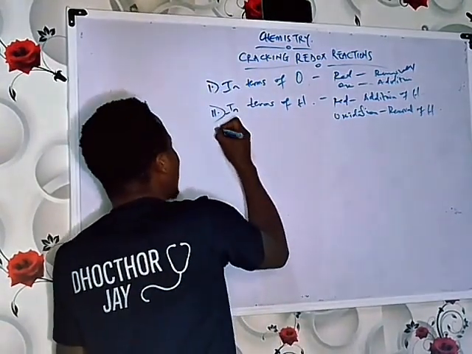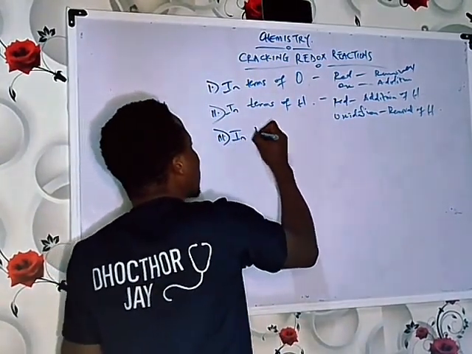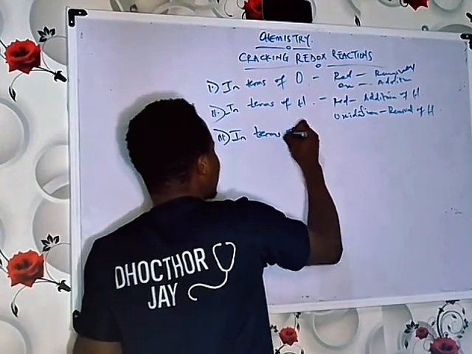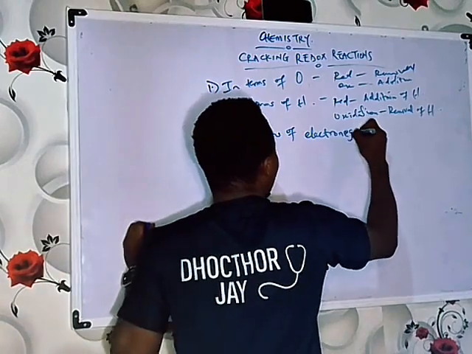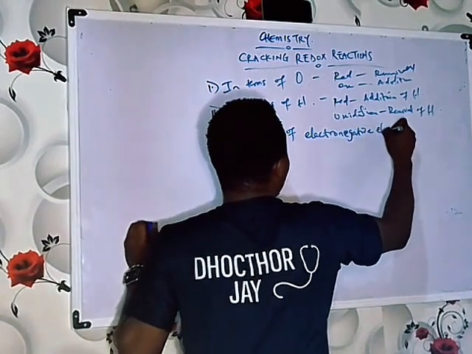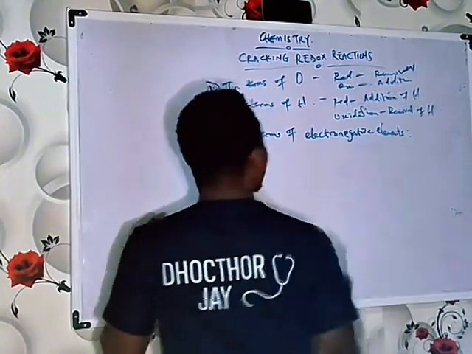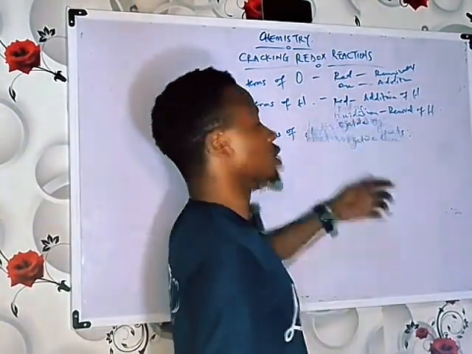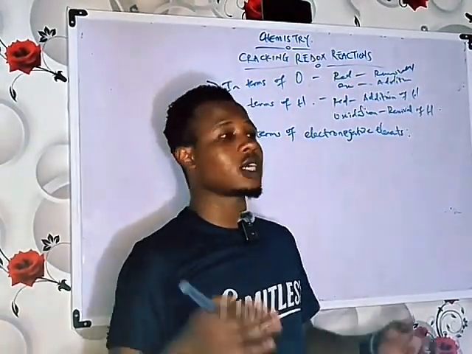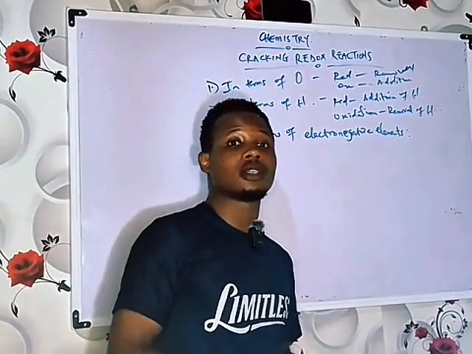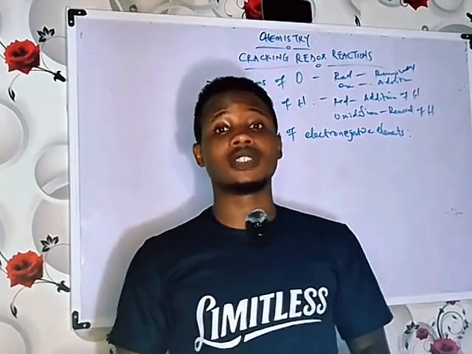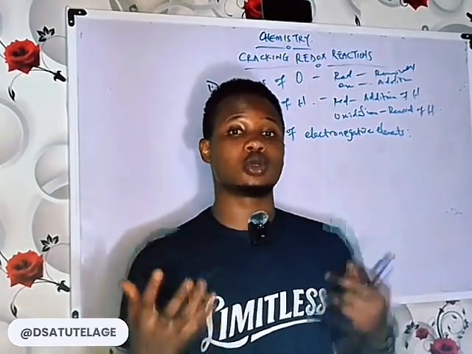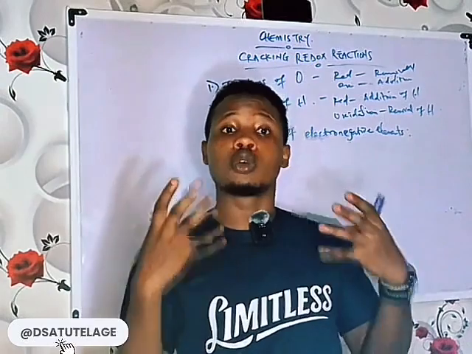Now, the third one is in terms of electronegative element. In terms of electronegative elements, before I go on with the definition, what are electronegative elements? Like you can rightly remember in the periodic table, we said electronegativity is the tendency of an element to attract electrons more towards itself.